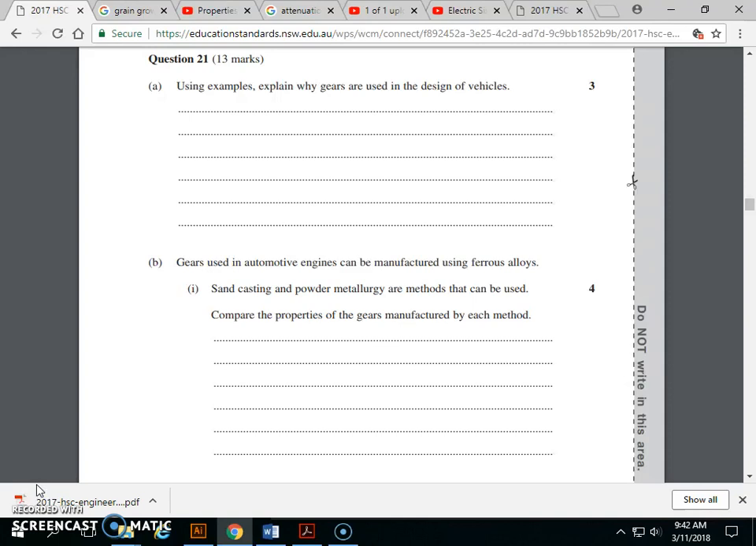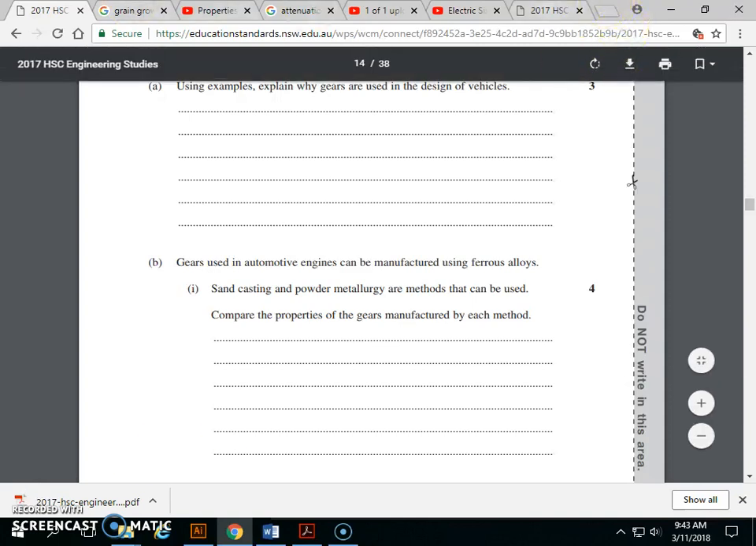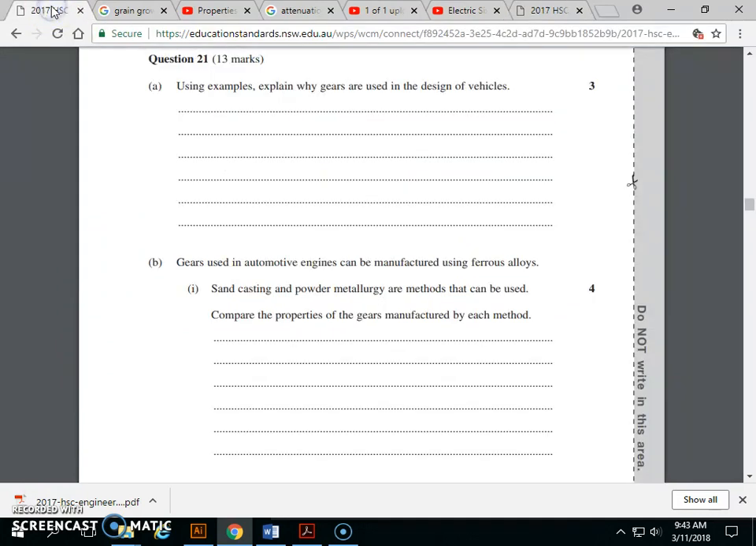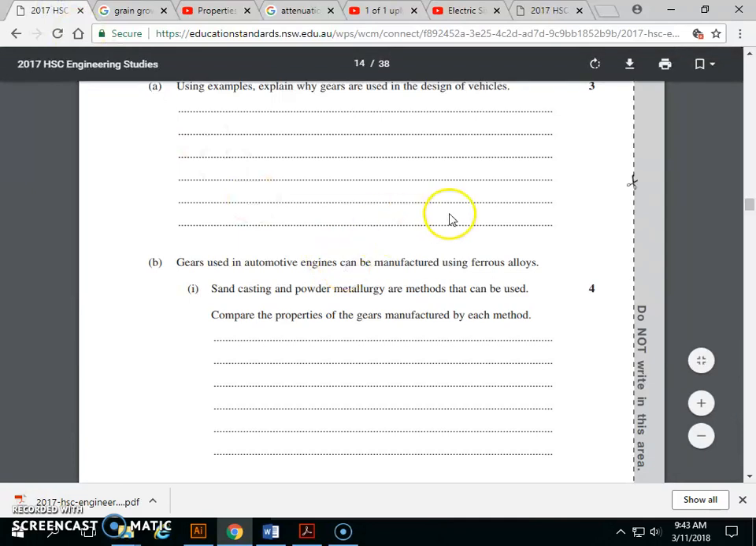If you say it's more efficient to have a gearbox because we can provide greater efficiency at higher speeds while providing the necessary torque to move a car from a stationary position and to change directions, that's a pretty good answer. Let's have a look at what the book said. They say change direction, convert... for instance, sports cars control fast, can't pull heavy loads. It's not a bad answer. I'll let you read that at your leisure. But if you said that it's more efficient, that's a pretty good answer.